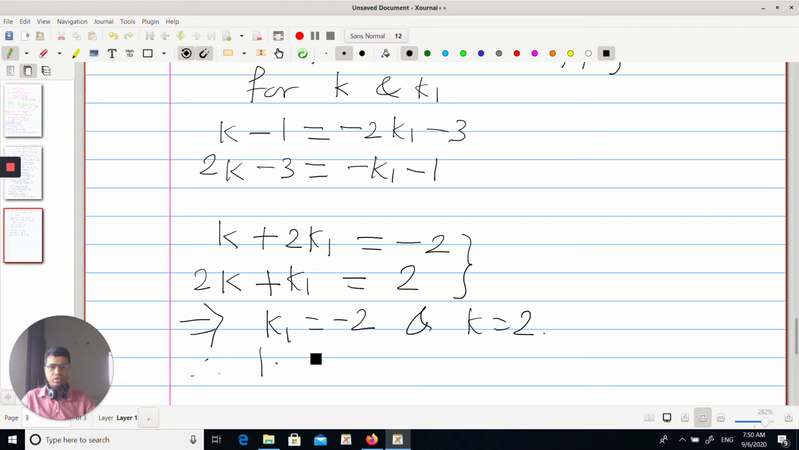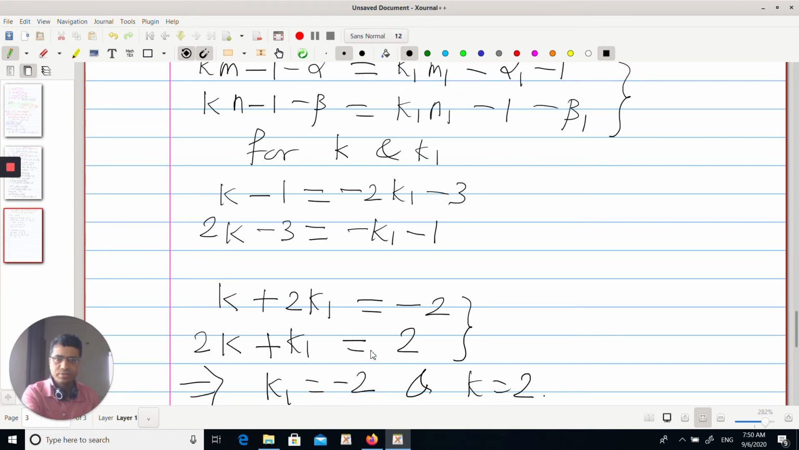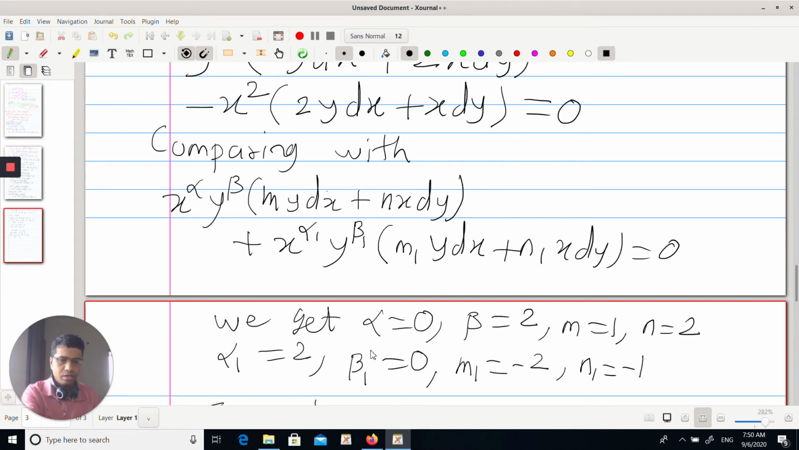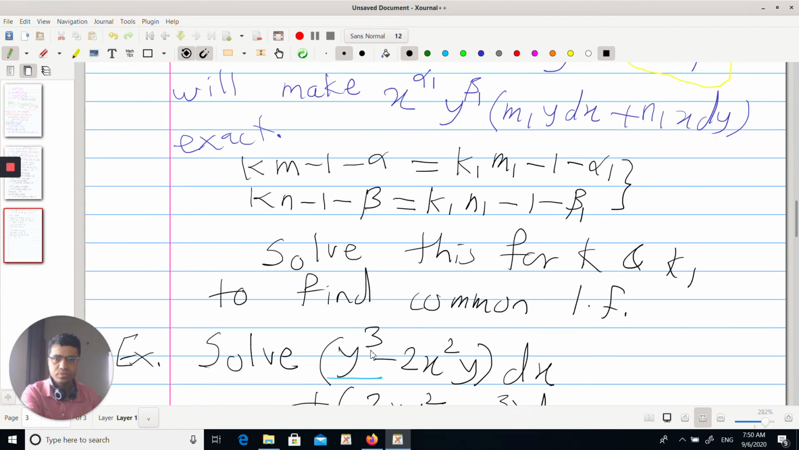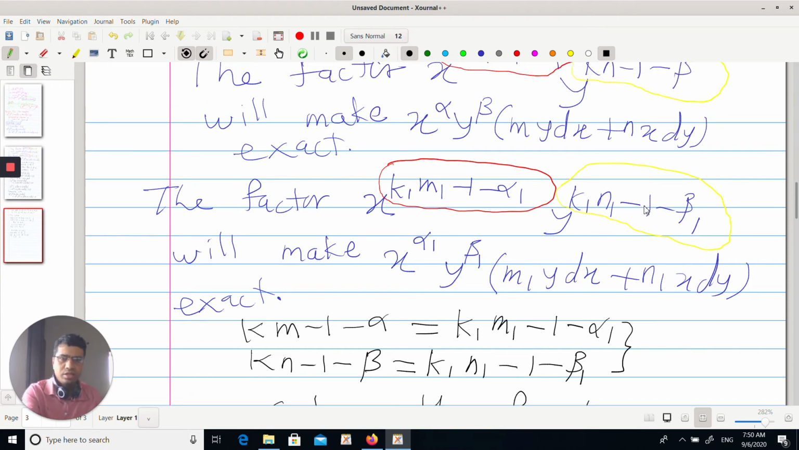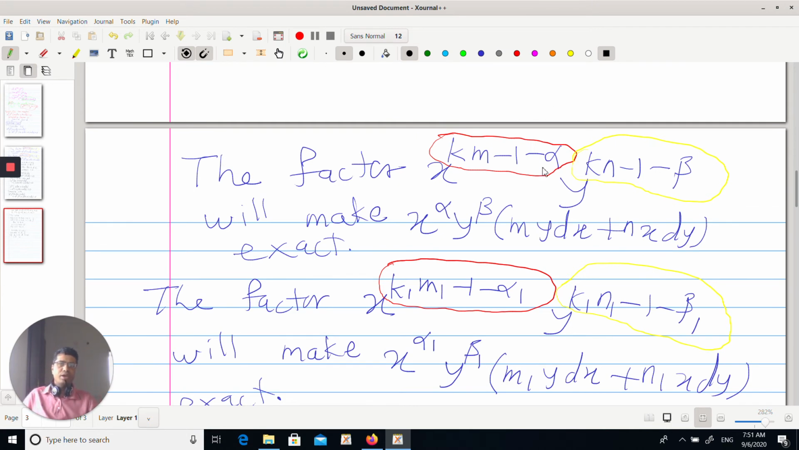Therefore, the integrating factor in such a case, either we can take the integrating factor as x raised to k1 m1 minus 1 minus alpha 1, into y raised to k1 n1 minus 1 minus beta 1, or it may be x raised to km minus 1 minus alpha, into y raised to kn minus 1 minus beta, because these two things will be the same. So let us see.